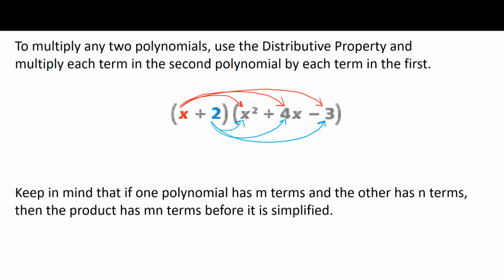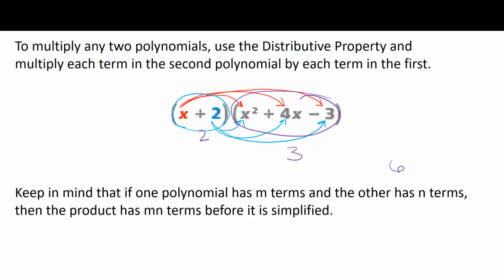So keep in mind that if one polynomial has m terms, and let's just say our first polynomial here has m terms, which is 2 here, and the other has n terms, so we see that this has 3 terms, then the product has m times n terms before it's simplified. So 2 times 3 is 6. So let's see if that's what that looks like really.